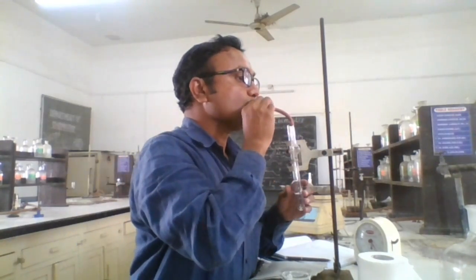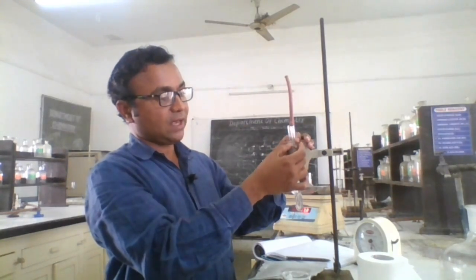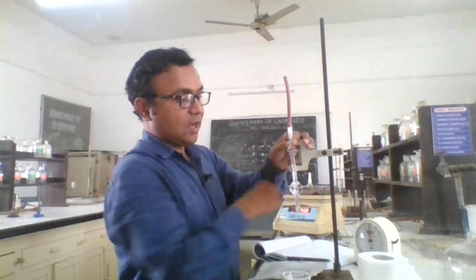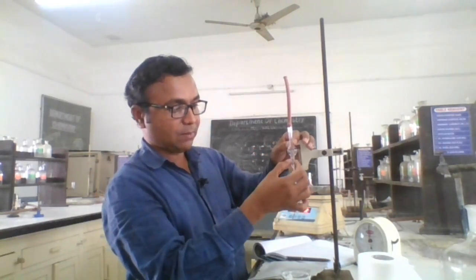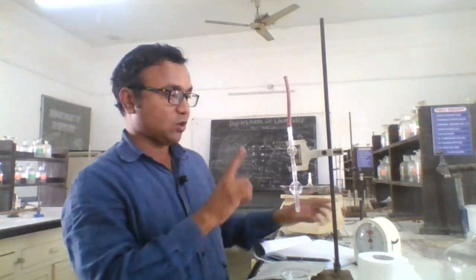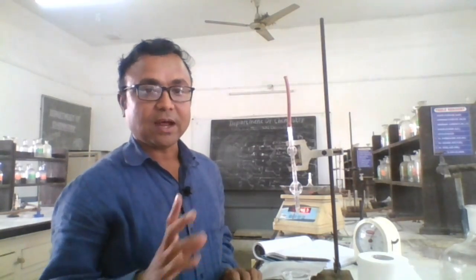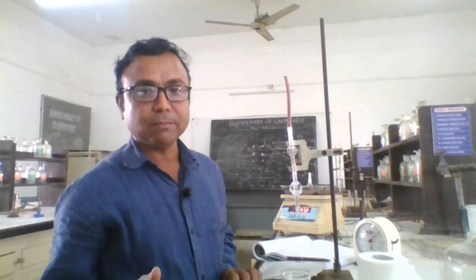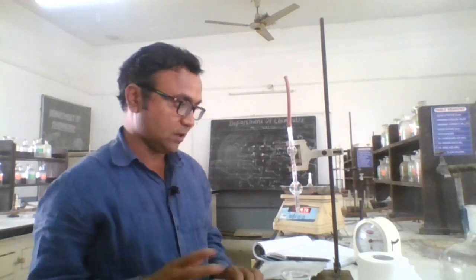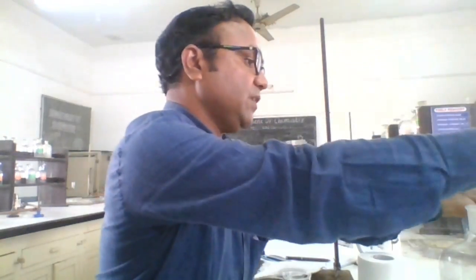Once again suck up to this mark A, and when the lower meniscus crosses this upper mark A, start the stopwatch, and when the lower meniscus reaches mark B in the upper bulb, stop the stopwatch and note down the time. In this way you take the 3 readings in order to minimize the error, and after taking 3 readings you calculate the mean of these 3 readings and note it down as T1, meaning time of flow for water.